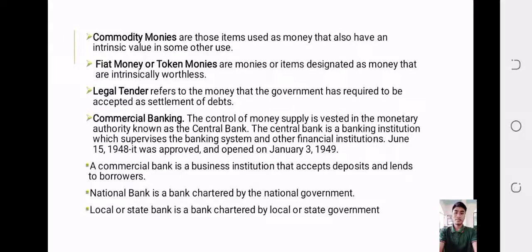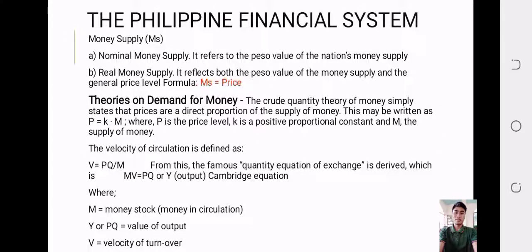It was approved on June 15, 1948, and opened on January 3, 1949. A commercial bank is a business institution that accepts deposits and lends to borrowers. A national bank is a bank chartered by the national government. A local or state bank is a bank chartered by local or state governments. The Philippine financial system: money supply (MS), nominal money supply, real money supply, and theories on the demand for money.